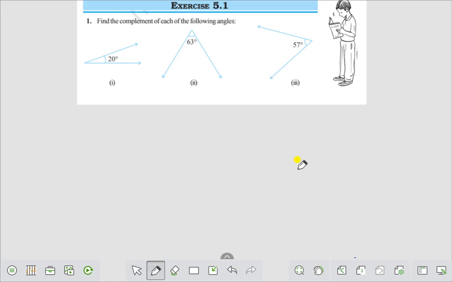Before solving this question, we have to know what complementary angles are. If the sum of two angles is 90 degrees, then you can say that they are complementary angles. Here you see that one angle is 20 degrees, right? That means the sum of two angles should be 90 degrees, so the other angle should be 70 degrees. 70 plus 20 is equal to 90 degrees, right? Therefore, you can say that the complement of an angle is equal to 90 degrees minus that given angle, right?